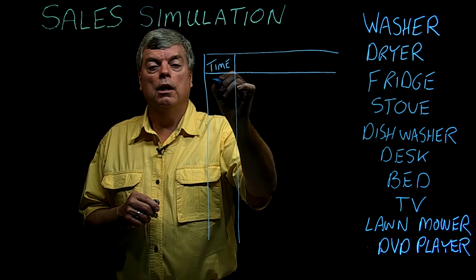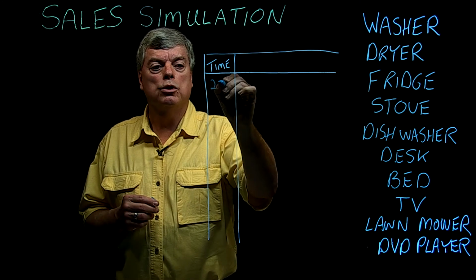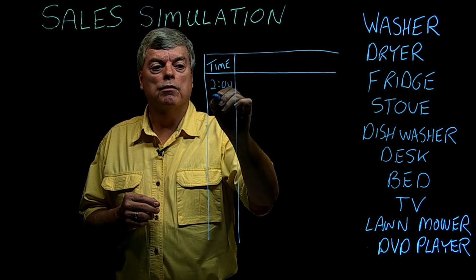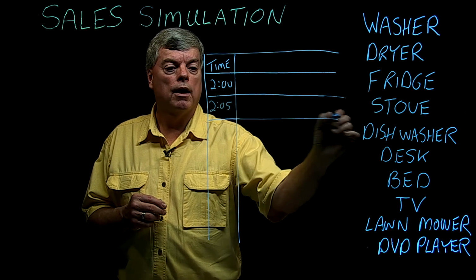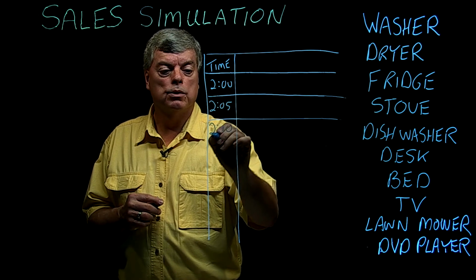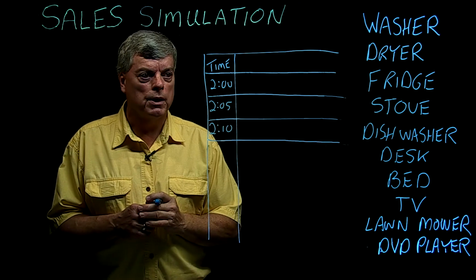So if the simulation happened to start at 2 p.m., then you'd have a meeting at 2. Then you might have another meeting at 2:05. Then you might have another meeting at 2:10. So design something like that.